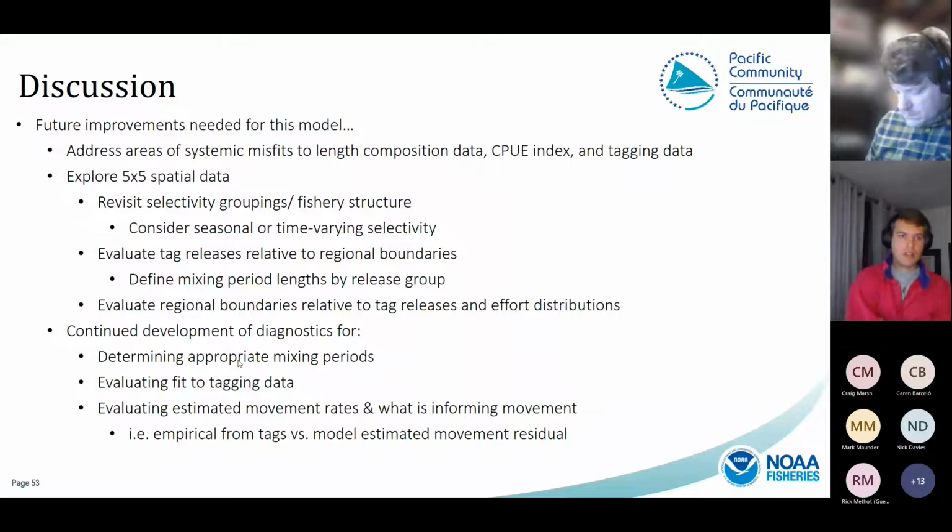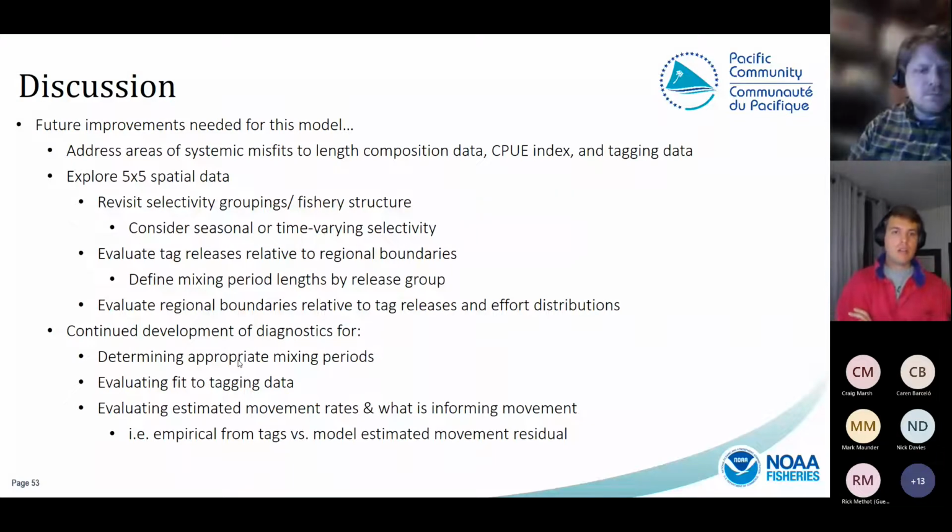Also, another thing that could be good to do would be evaluating the tag releases relative to the regional boundaries. A lot of the tags are released in model region 2, which is quite close to the boundaries with regions 1 and 3. So perhaps those boundaries are not placed in optimal places with respect to the tags and for the estimation of movement. Another thing that could be done is to define different mixing period lengths by release group. If there are some that are closer to the boundary or further away, their level of mixing might be different.